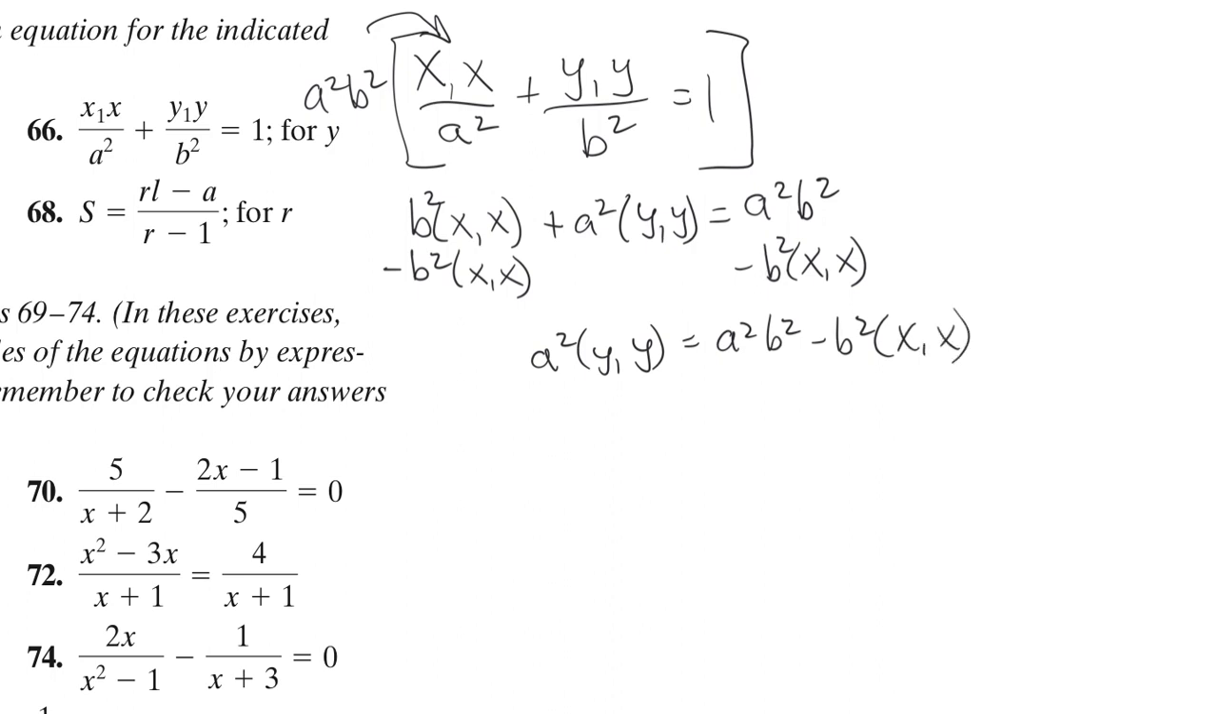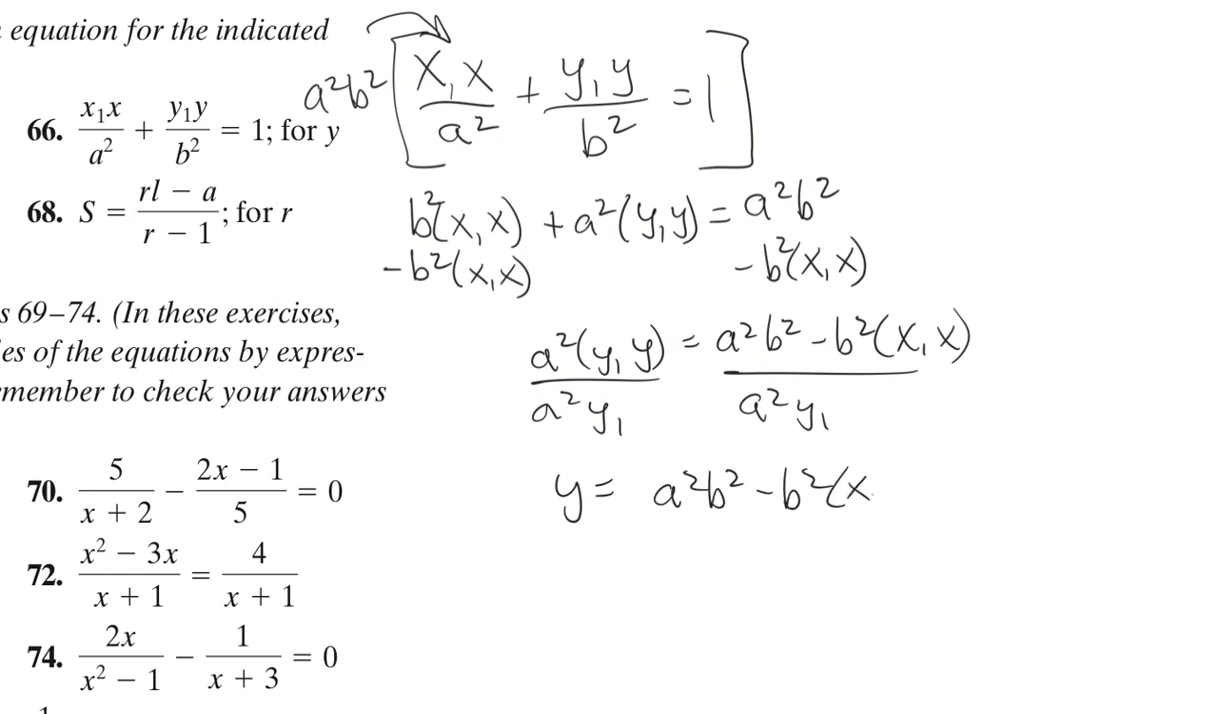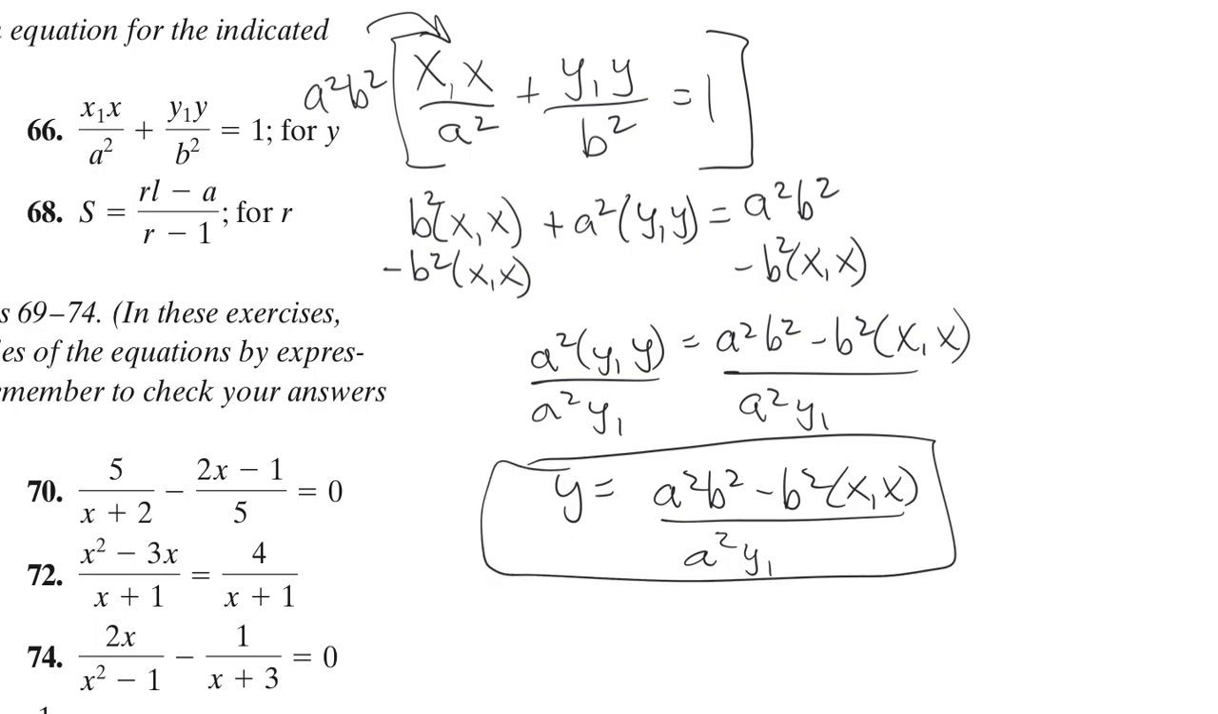And we should be able to get the solution. It's really just everything being multiplied here. So if I divide by a squared times y sub 1, then that's it. y has to be a squared b squared minus b squared times x sub 1 times x, all over a squared times y sub 1. Yeah, not so bad.